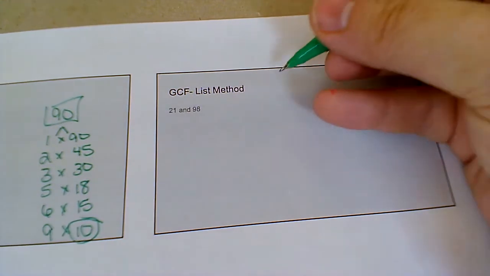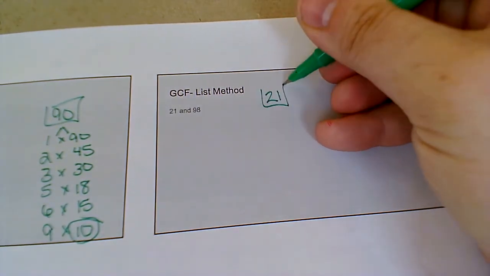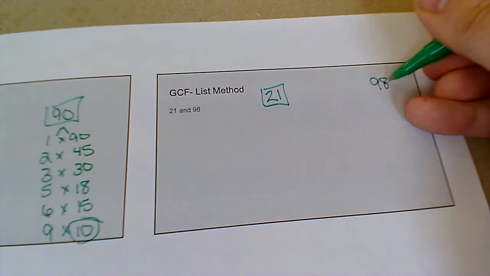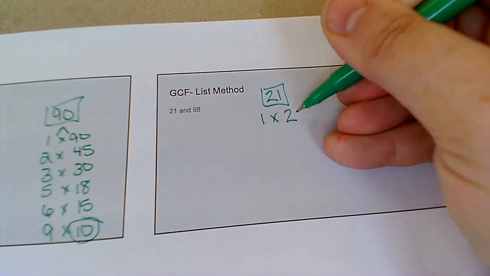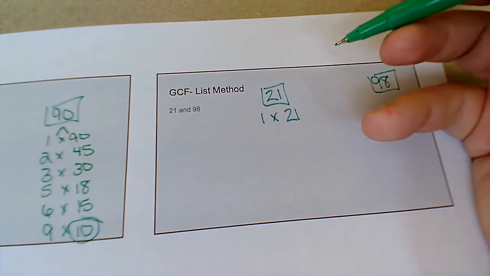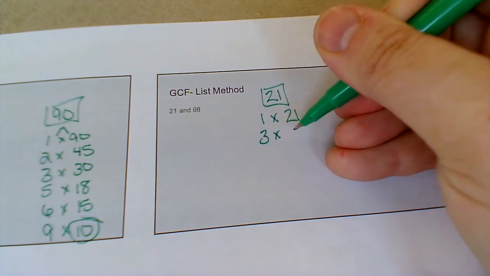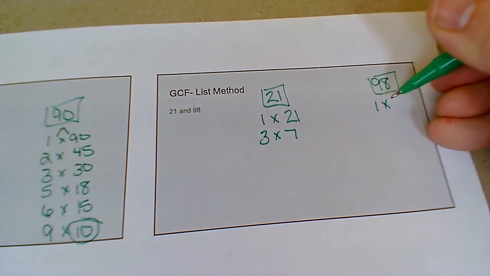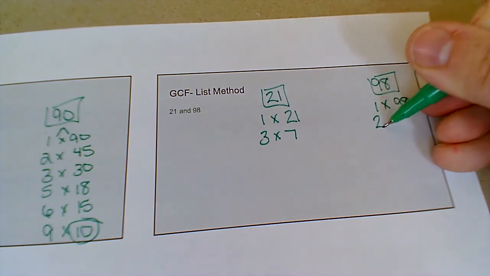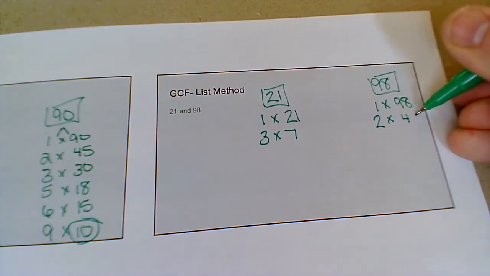We're going to scoot on over here, and we've got the numbers 21 and 98. For 21, I know I can do 1 times 21. I can't do 2, but I can do 3 times 7, and I think I'm actually done there. I don't know if there's any more factors, but let's look at 98 now. 98, I can always do 1 times 98. I could do 2 times 49.